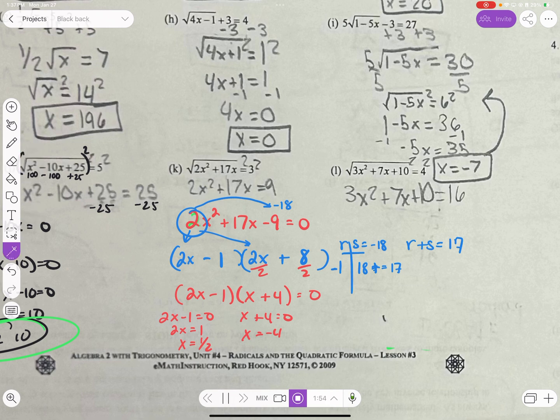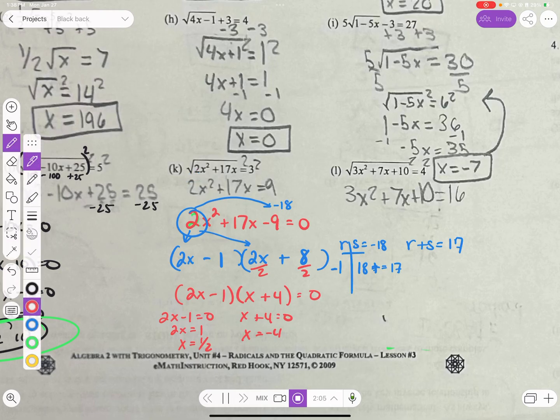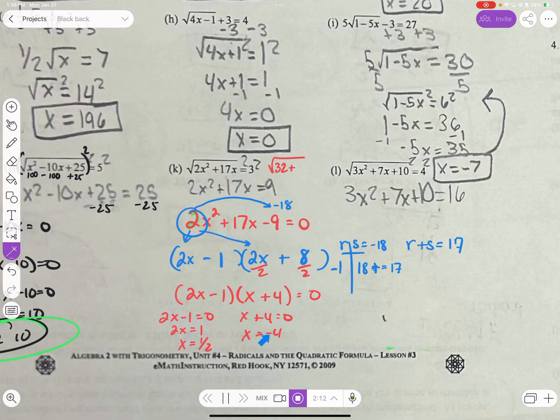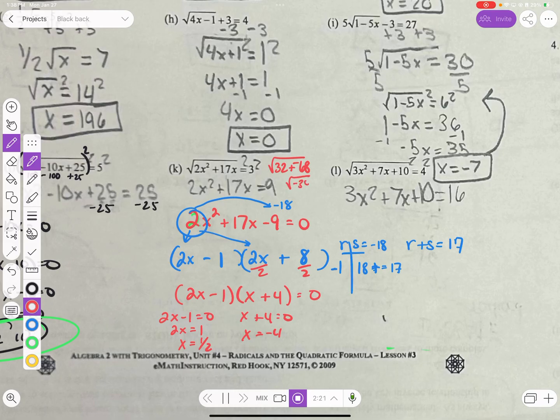Again, I do have to check these things. Let's check this half. Oh, that does not look fun. Let's check the negative 4 instead. So negative 4 squared is 16, and 2 times 16 is 32. So this left side would be the square root of 32 plus 17 times negative 4, which is negative 68. So minus 68. I'm not liking that at all. That gives me the square root of negative 34, and I can't square root negative numbers. So this one is not an answer.